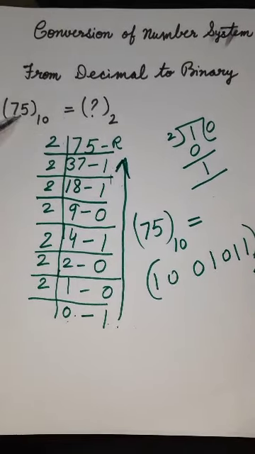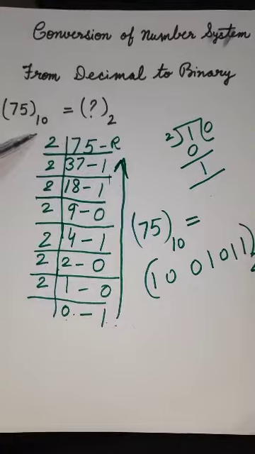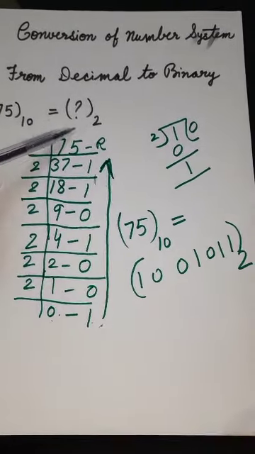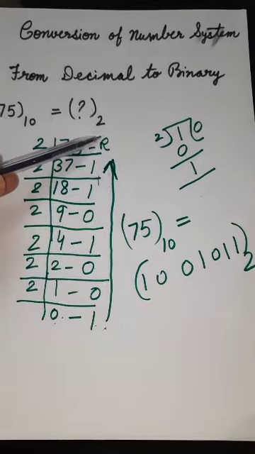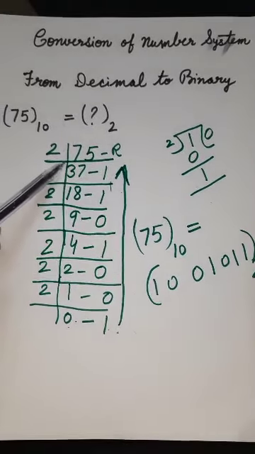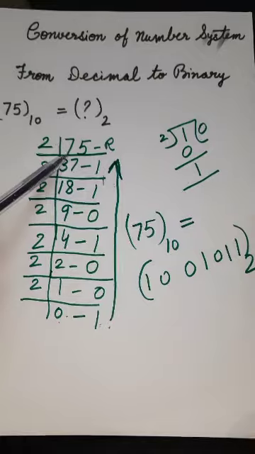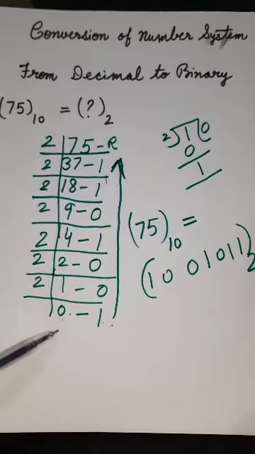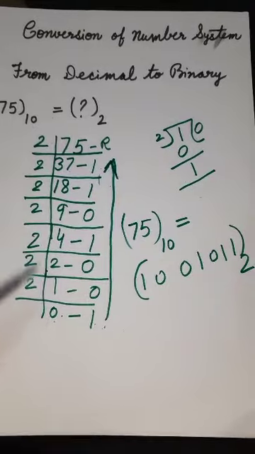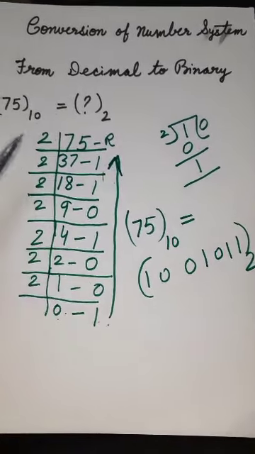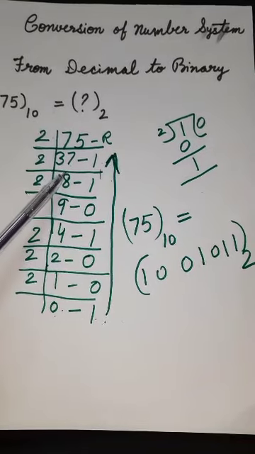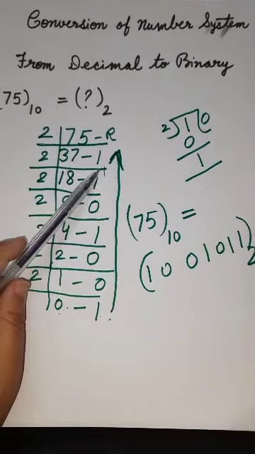Take this example 75 to the base 10. It is a decimal number. I want to convert it into a binary number, means a number with base 2. Then first of all divide this number 75 by 2. Continuously divide it by 2 till the quotient becomes 0 and keep the remainders aside. 75 divided by 2, quotient will be 37 and remainder will be 1.